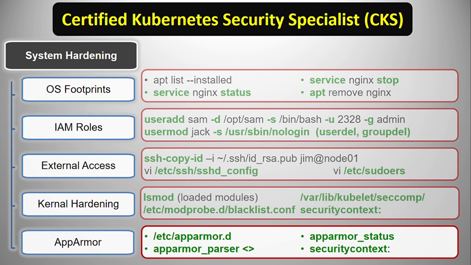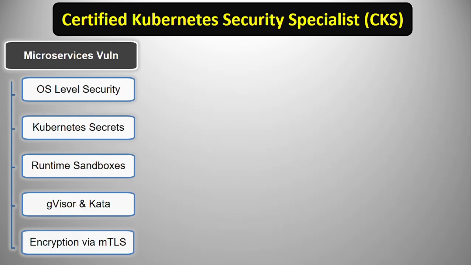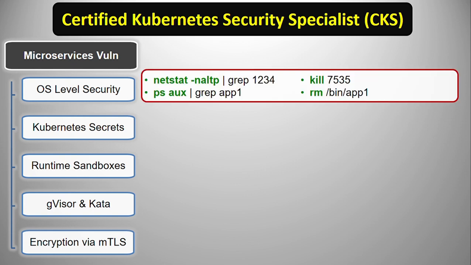Now coming towards the fourth domain, which is minimizing microservices vulnerabilities through OS level security domains. It covers management of Kubernetes secrets, using container runtime sandboxes like gVisor and Kata, and implementing pod-to-pod encryption using mTLS, which is mutual TLS. To implement OS level security, we can use the netstat command to check which application is using a particular port. Then we can check the process ID of the application through the ps aux command. After knowing the process, we can kill it and remove the binaries through the command shown on the screen.